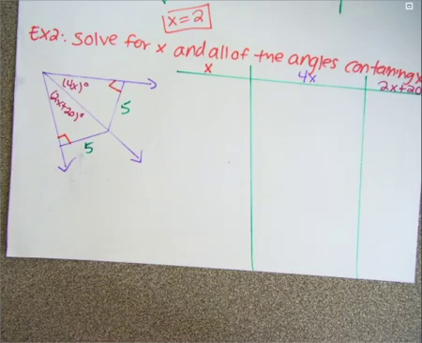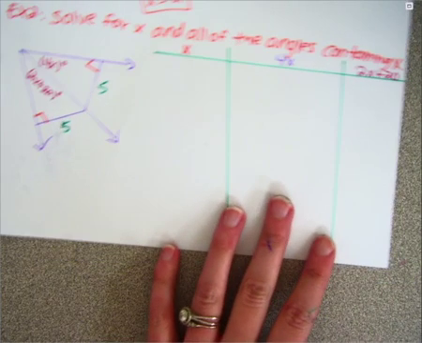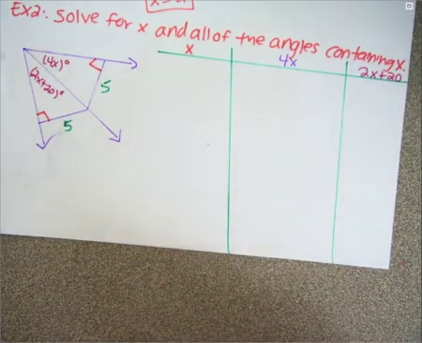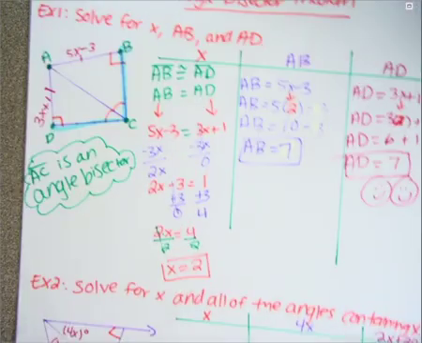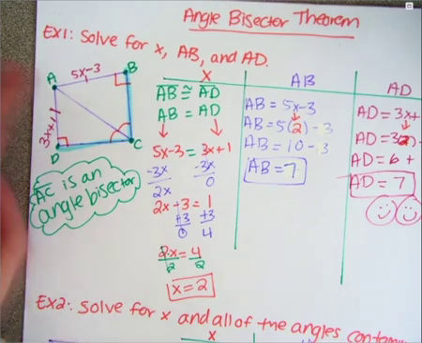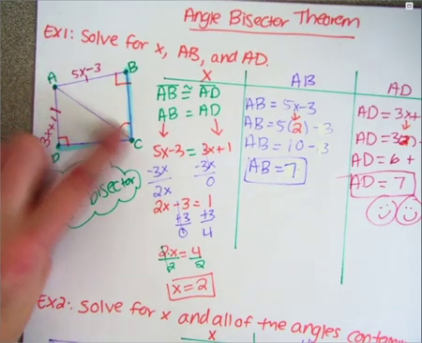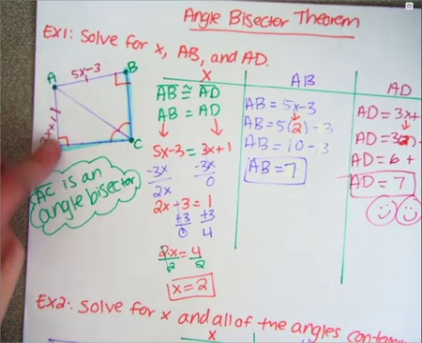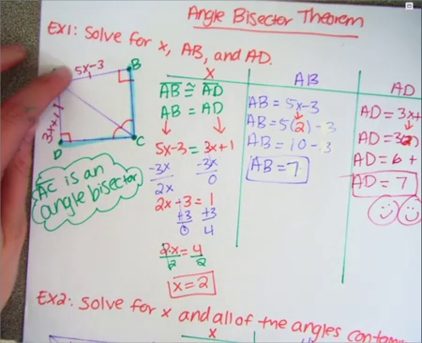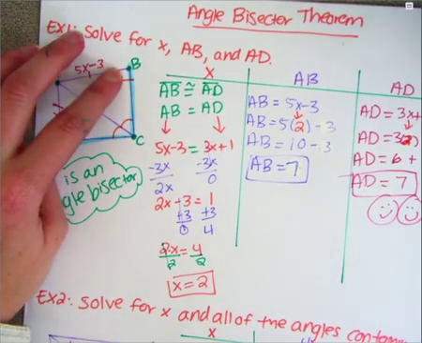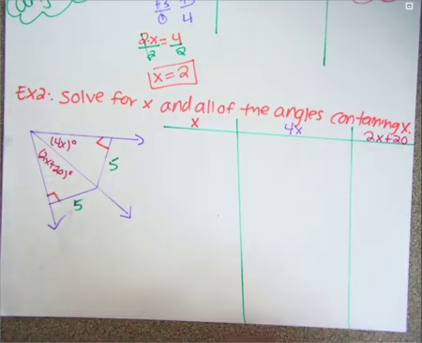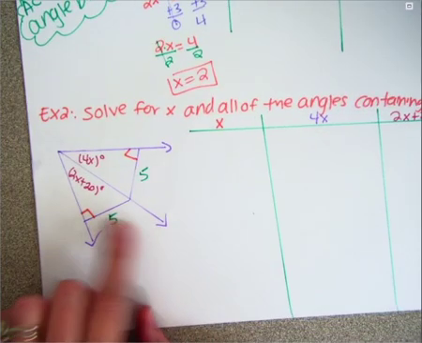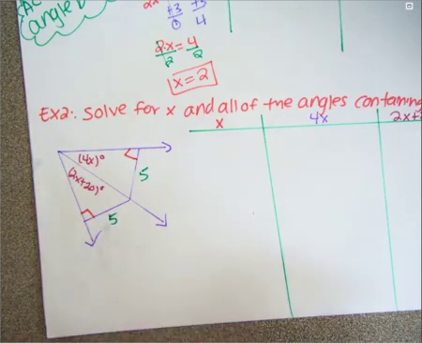But anyway, in example 2, we are now applying the converse of the angle bisector theorem, which is when we reverse the angle bisector theorem. The angle bisector theorem states that if a point is located on an angle bisector, it is equidistant, or the same distance, to each side of the angle. So if I reverse that statement, if I have a point that is the same distance to each side of an angle, that means it's on an angle bisector.